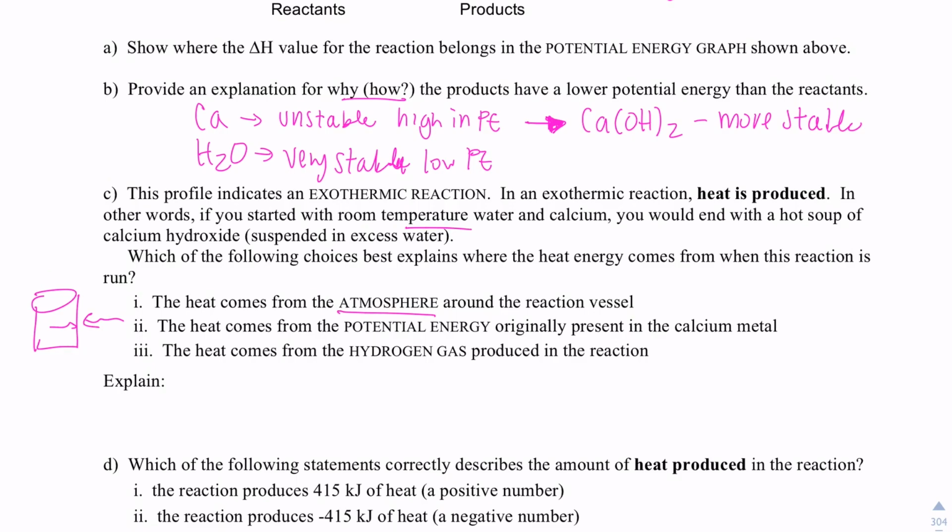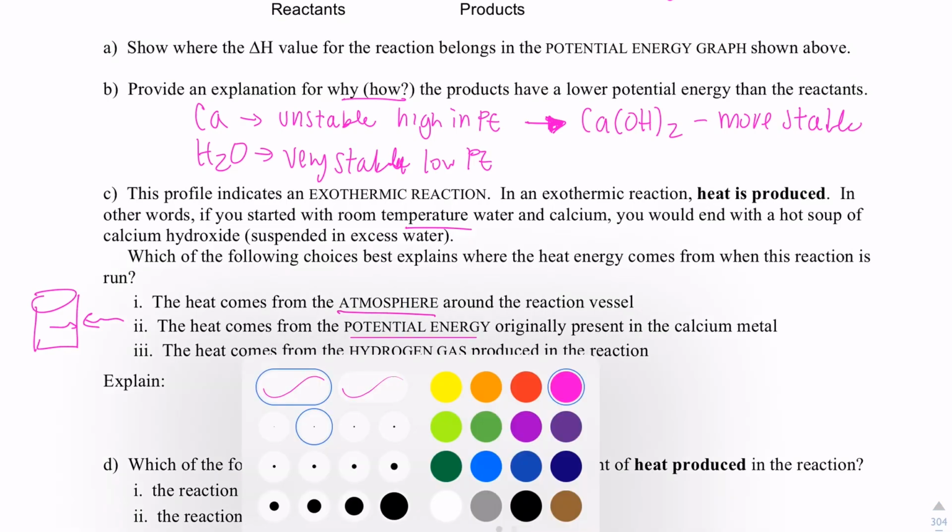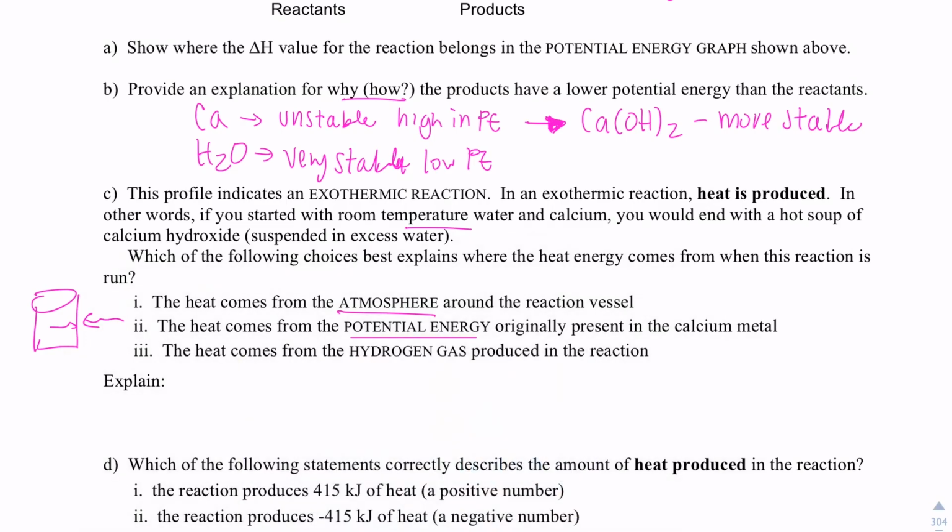The heat comes from the potential energy originally present in the calcium metal. Now this one makes sense. We have something that is high in potential energy going to something that is low in potential energy. And as we know, energy must be conserved. So that energy can't just disappear. It has to go somewhere. So it's converted into heat.